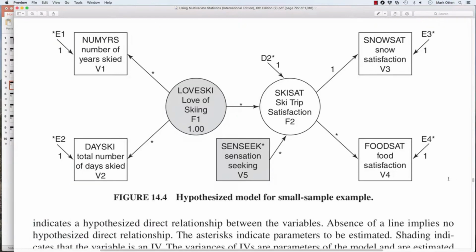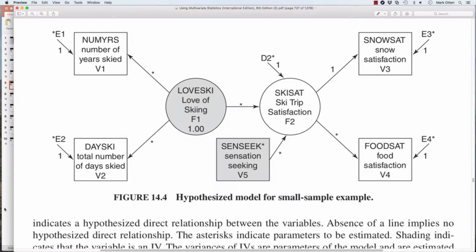Then we can move on and write out similar equations for V3 and V4. V3, snow satisfaction. V4, food satisfaction. The two elements of ski trip satisfaction. I think if I were to go skiing, food satisfaction would probably rank higher for me, but that's okay. I'm not a skier.